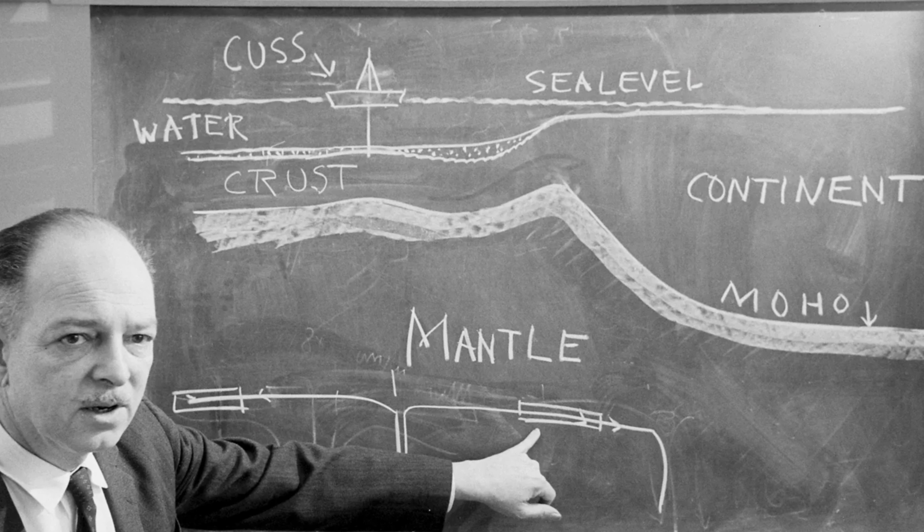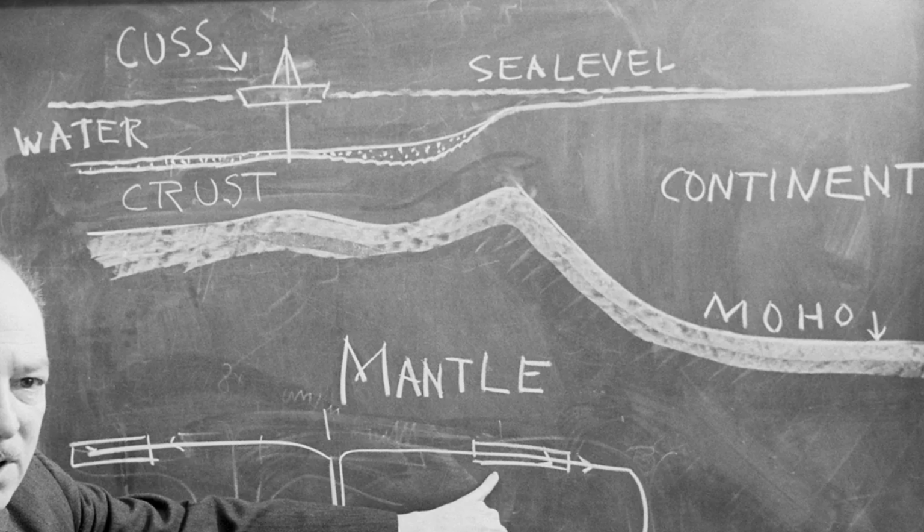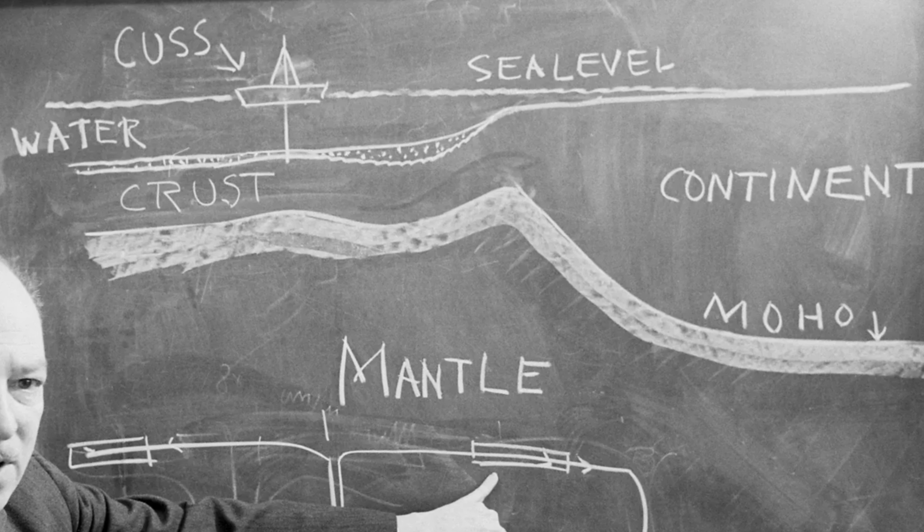Anyway, let's get back to Hess. He also suggested that deep ocean trenches, such as the Peru-Chile Trench, are places where the oceanic crust returns to the interior of the planet.